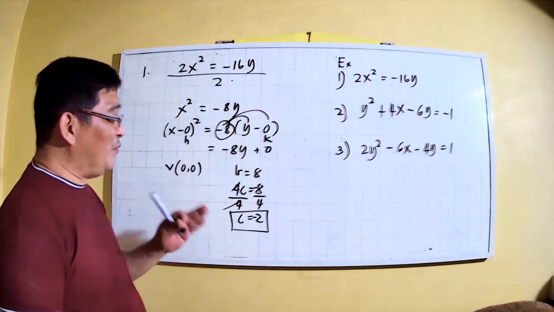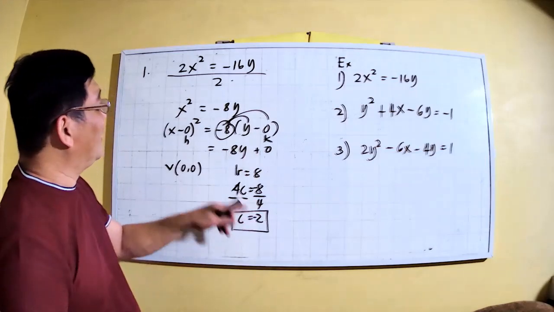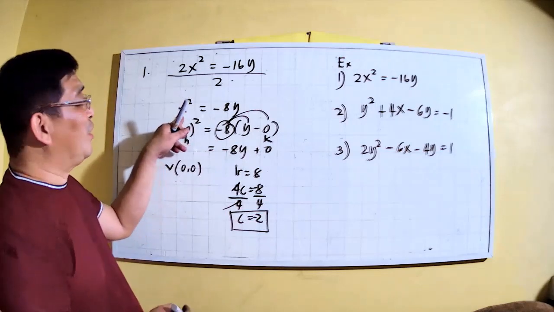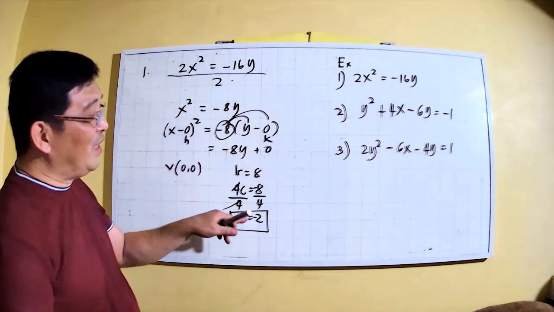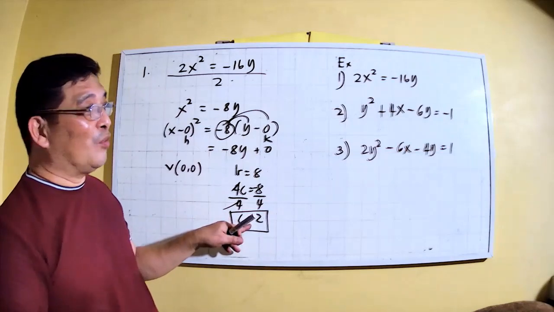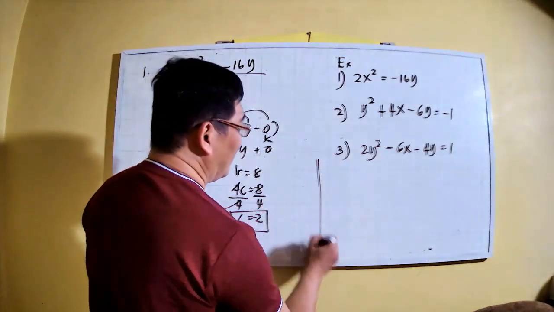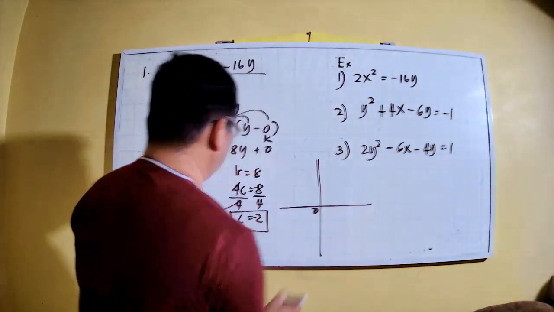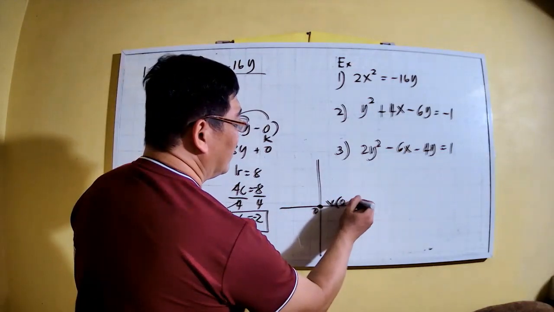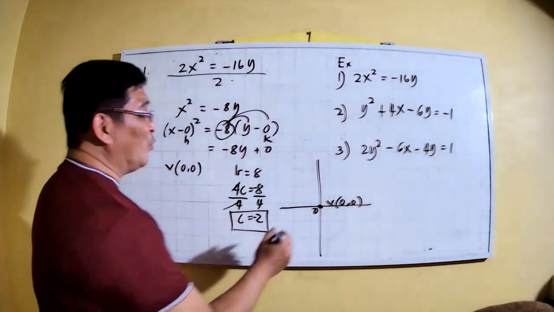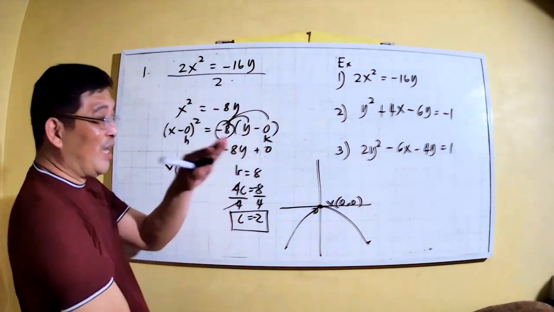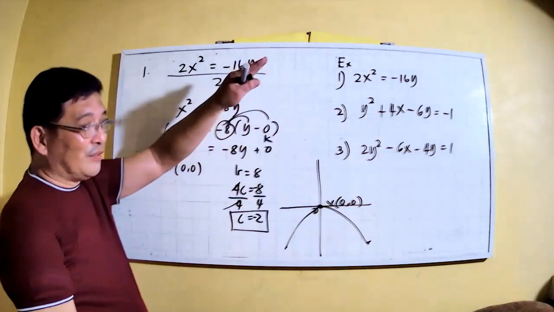If the c value is negative, meaning the behavior of this parabola is either going up or down. Since this is less than 0, we have here a parabola that opens downward. So ganito lang yan. 0, 0 yung vertex. Dahil c going downward, alam natin na pababa yung parabola. At nandito yung focus doon sa ibaba. At nasa taas yung directrix.